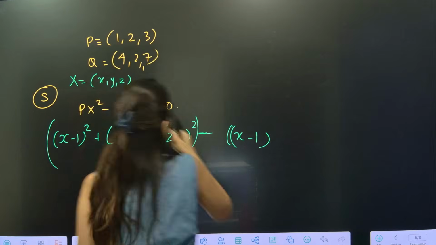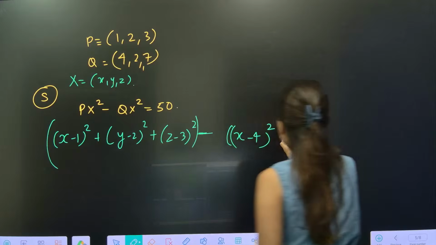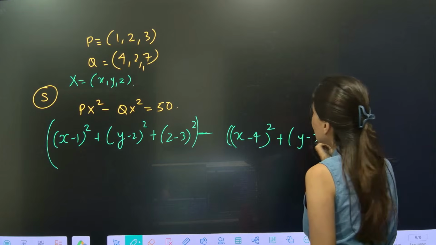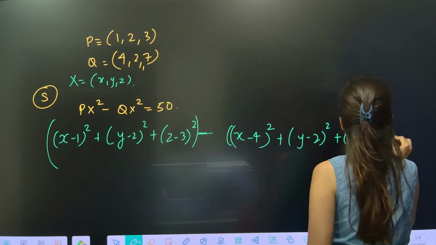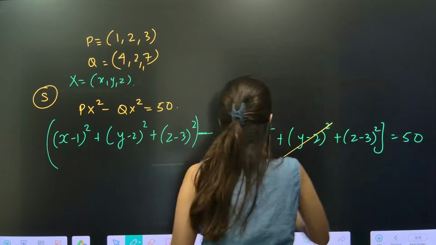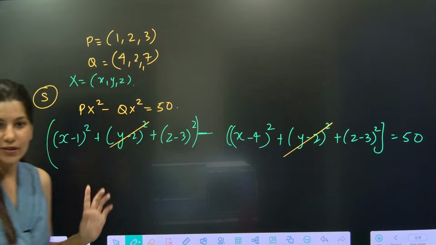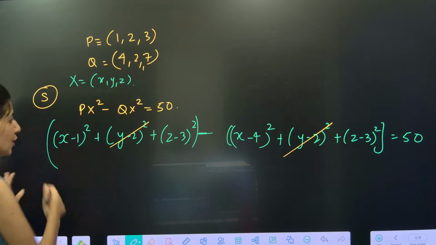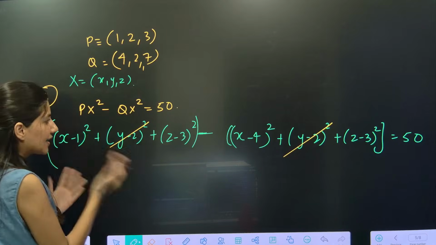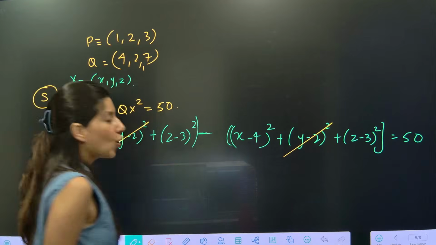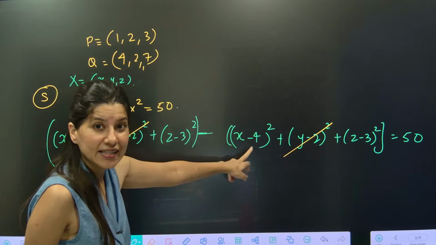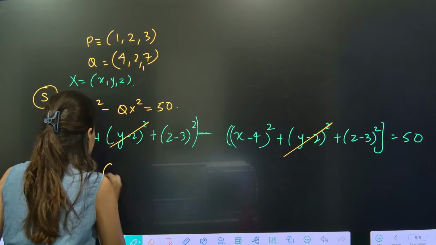Now it's correct, yes. (x minus 4) square plus (y minus 2) square plus (z minus 3) square, and this is equal to 50. Clearly, y square is cancelled out, and x square is also cancelled out. So from here minus 2x and from here plus 8x. So 8 minus 2 is 6x.